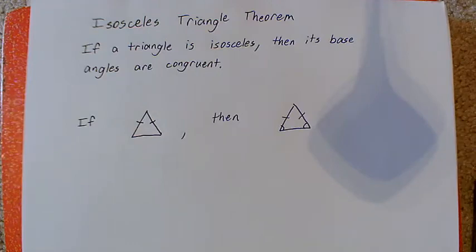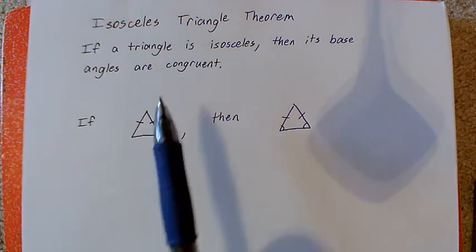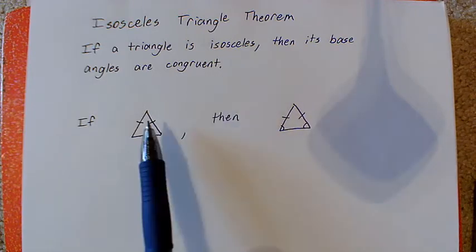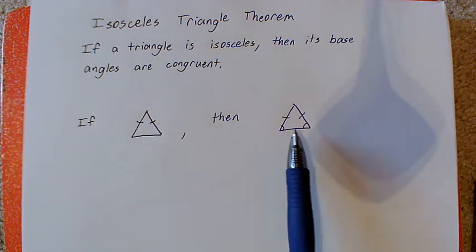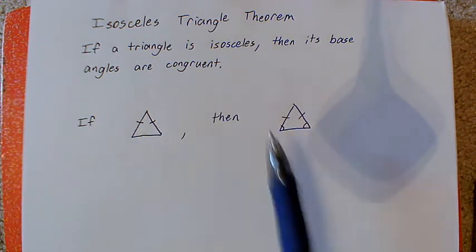So in this video we're going to be covering the Isosceles Triangle Theorem. Basically, if a triangle is isosceles, meaning it has two equal sides, then its base angles are congruent. So these two angles would be considered our base angles.